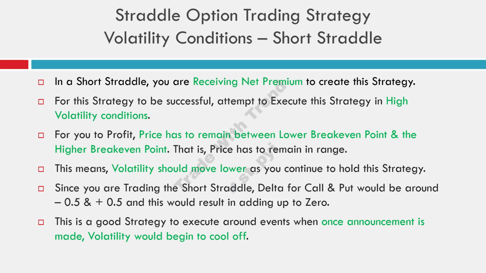Now, whenever a volatility spike happens, price never remains in a range, and the only way that price remains in a range is when volatility cool off happens. So when you attempt to execute this strategy, you should be anticipating that volatility would cool off over a period of time and price would essentially remain in a range. This is a good strategy to execute around events where, once the announcement is made, volatility begins to cool off. We see this around RBI policies and various global events.